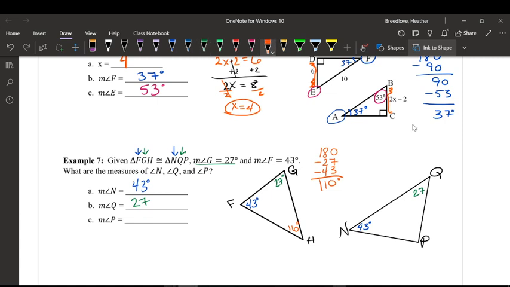And then last, what is P? Well, I know P is the same as H. H is 110, so P is 110.